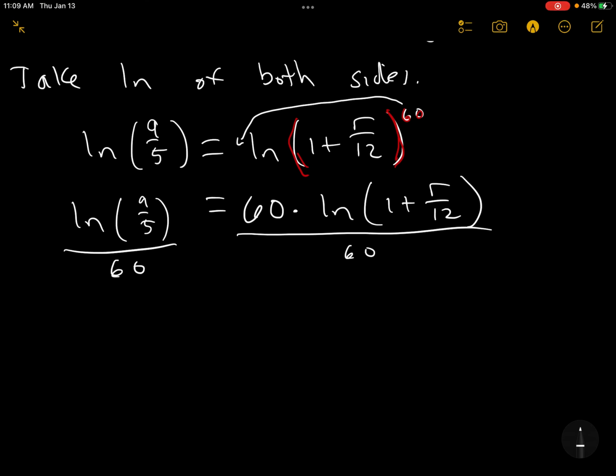And your calculator is going to have an ln button on it. So you take the ln of 9/5, divide it by 60, and you get something like 0.009796. And this equals the ln of 1 plus R over 12. Okay. Again, let's not lose sight of what we're doing here. We're solving for R.